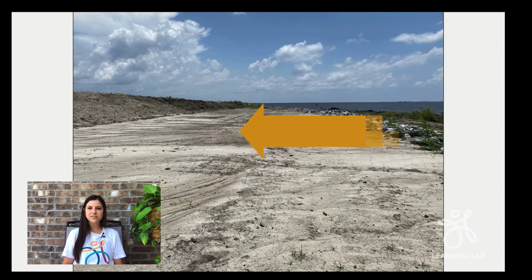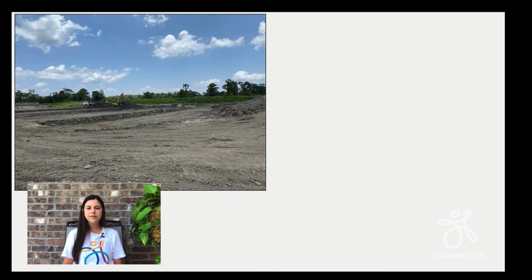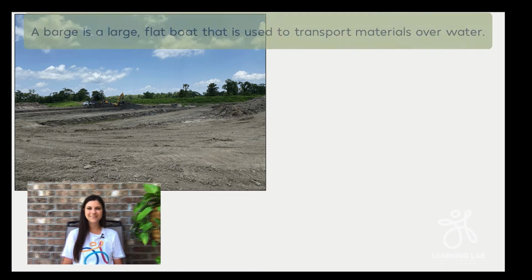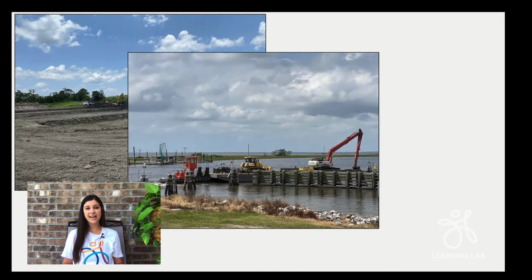This levee is made of soil. The soil actually comes from a nearby pit. Here's the pit where the soil was dug up. After the soil was dug up, it is transported on a large dump truck to a barge. A barge is just a large flat boat that is used to transport materials over the water. The dump truck has to bring the dirt to a barge because it cannot access the levee on its own.